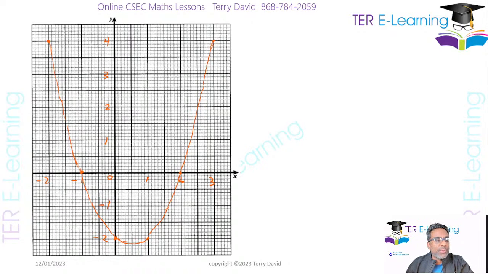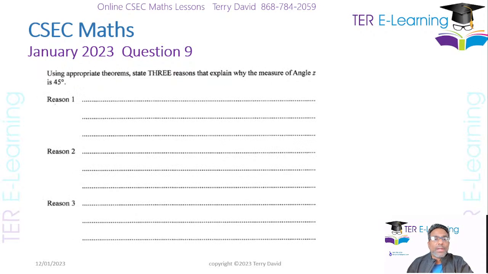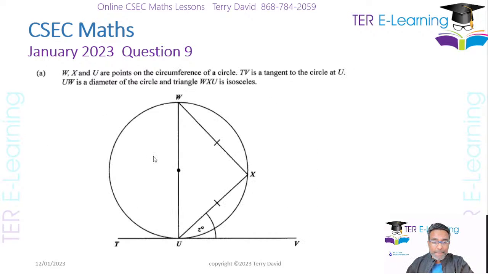Moving on to question 9 now. So we have a circle geometry question here. We have W, X, U are points on the circumference of a circle. TV is a tangent to the circle. UW is the diameter, and they told us that the triangle is isosceles. Using appropriate theorems, state 3 reasons and explain the measure angle Z is 45. So they want 3 reasons.